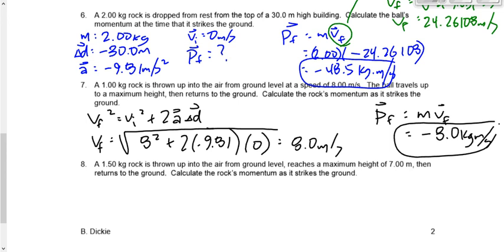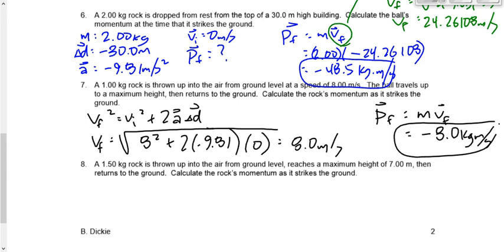A longer way to do it is to analyze the trip up. VI would be 8, VF would be what if you're analyzing just the trip up? 0. And then find the height that it goes to. And then analyze the trip down. VI would be 0 in that case. VF would be what you're solving for. And then say P is equal to M times V. What's the short way of doing it?